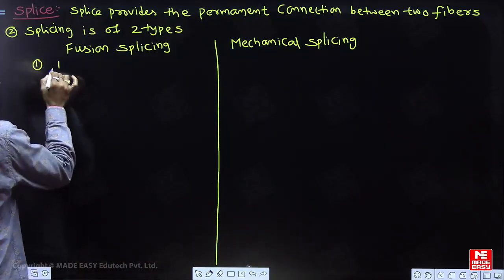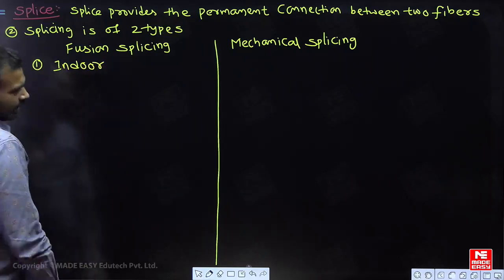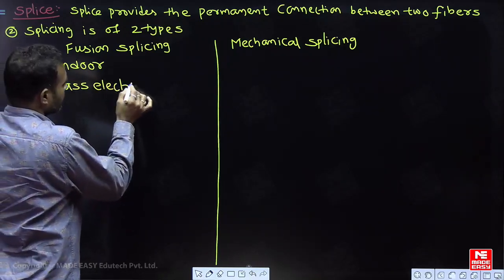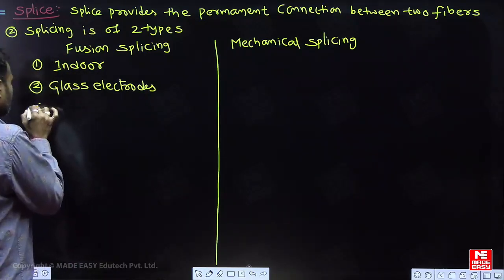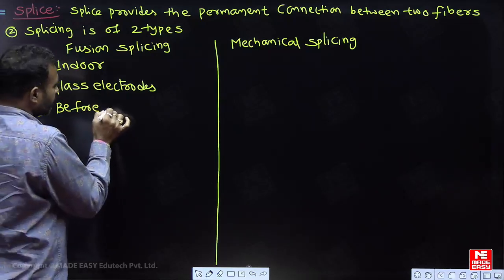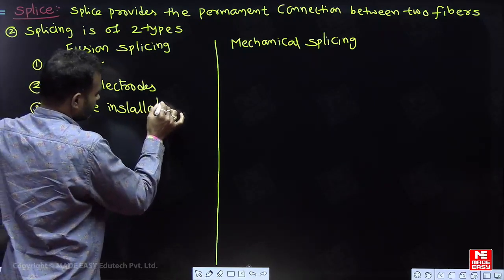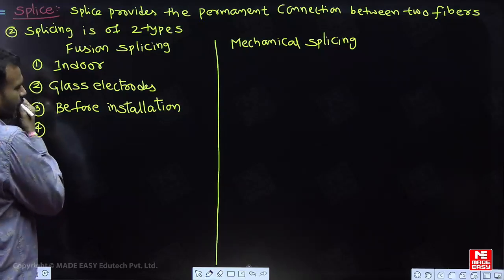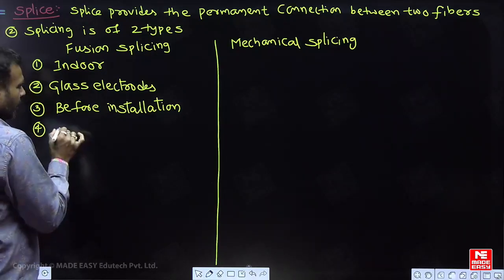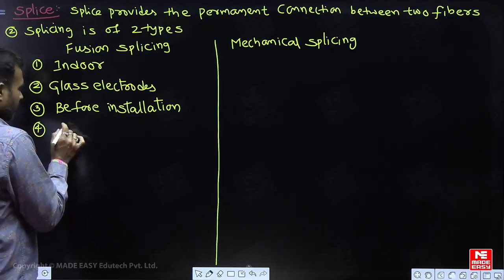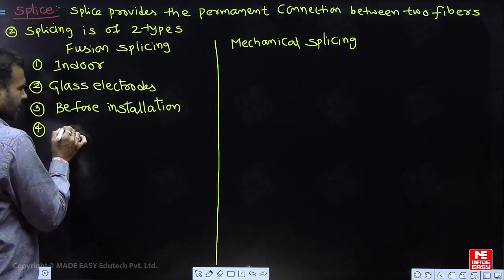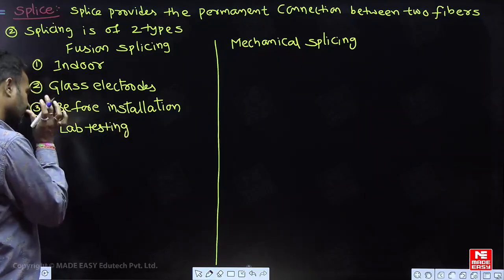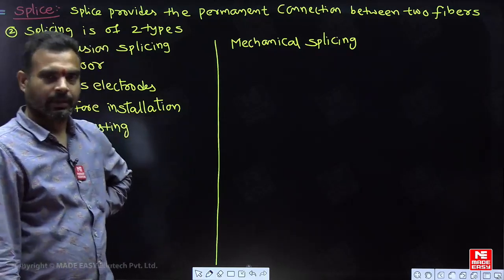Your fusion splicing is an indoor technique. We use glass electrodes. Third important thing is it can be used before installation. Fourth important point is lab testing is possible for checking whether the amount of loss is high or less.